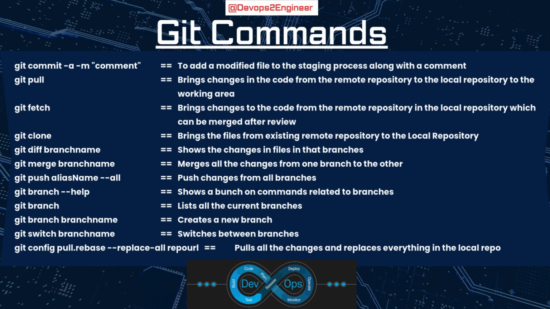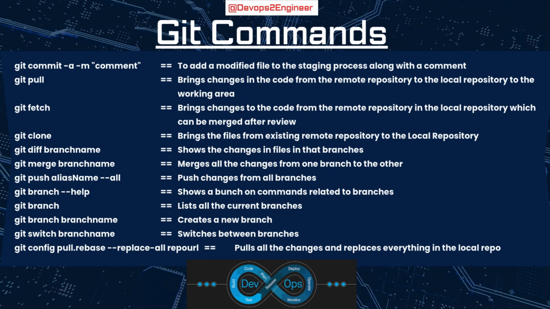Git diff branch shows the difference in files in different branches. Git merge branch-name merges all the changes from one branch to the other. Git push alias-name --all pushes changes from all branches. Git branch --help shows a bunch of commands related to branches.